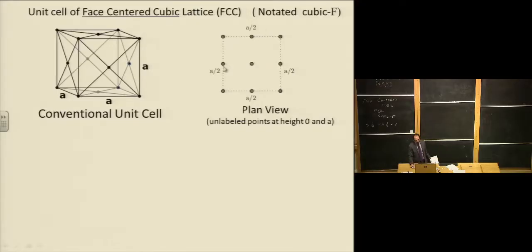You can also draw the conventional unit cell with this plan view scheme. So here are the points in the corners. As it says, unlabeled points are at height 0 and A. So this point here corresponds to this point here, which is at height 0 and A. You can see the points halfway up the faces at height labeled A over 2. So that's this point, this point, this point, and this point. That's this one, this one, this one, and this one. And then the one in the center here is also at height 0 and A, this one, and this one here. Okay?